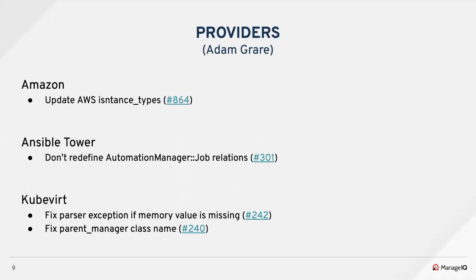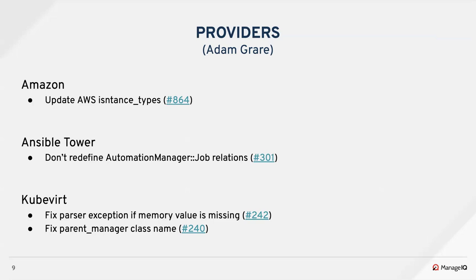Next to Adam. Thanks, Gilbert. So this sprint, as always, MIQBot updated the AWS instance types, or the ISNES types in this case. Ansible Tower, we made some changes to not redefine the automation job relations. This was a change to a subclass provider of the AWX provider, and more Rails relations were copied than were strictly necessary, but trying to remove this also pointed out an interesting bug which was fixed in the last sprint. And so we were able to finally drop this. So the relations for the automation manager job are now just simply inherited from the parent class.